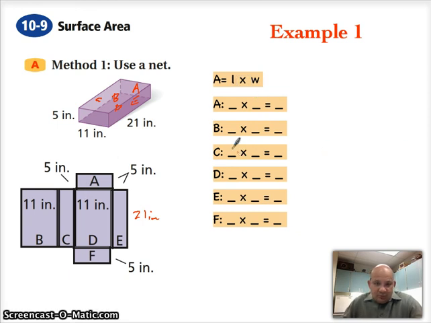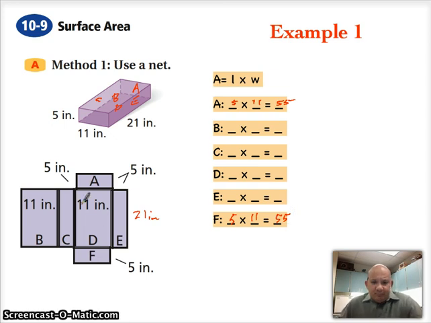So for rectangle A, and actually rectangle F as well, these are the 2 congruent ends of this rectangular prism. It's 5 by 11. So we're going to go ahead and put 5 times 11 is 55. And that goes for F as well, because that's a congruent polygon, a congruent end.